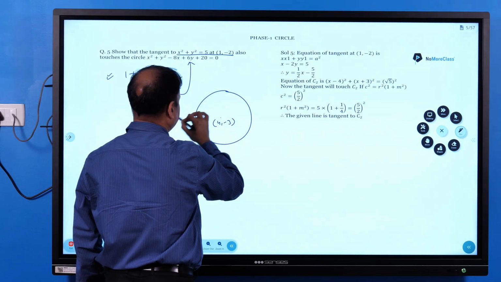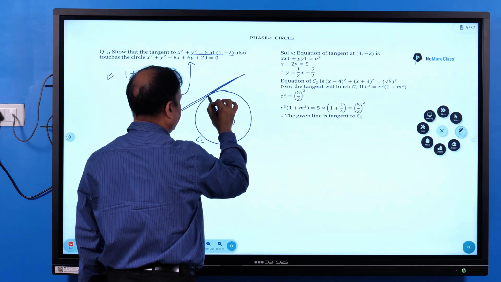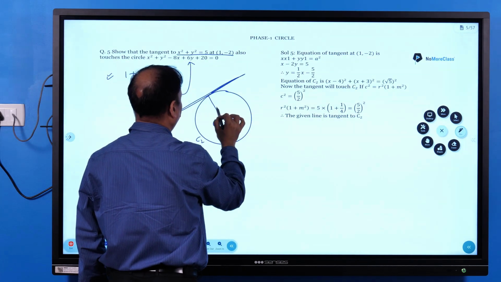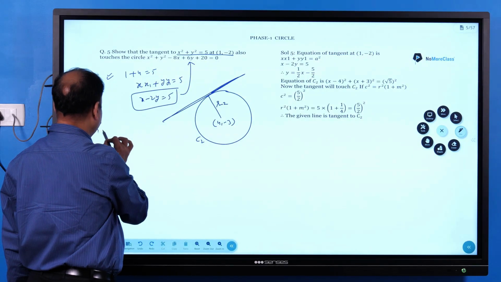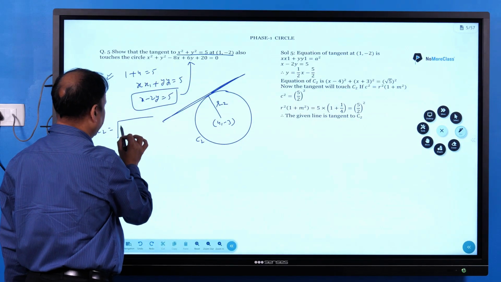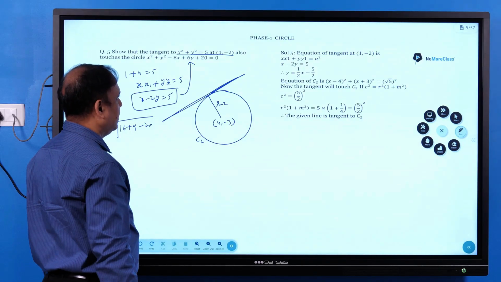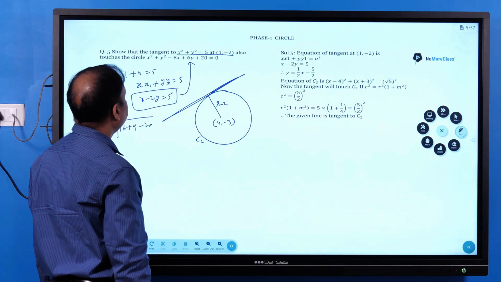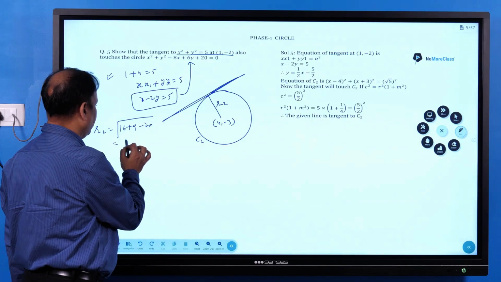If this line touches this circle, then the distance from the center to this line must be equal to the radius R2. What is R2? R2 means the radius of the second circle, under root of g square plus f square minus c, which is 16 plus 9 minus 20, where c is 20. So this is under root 5.